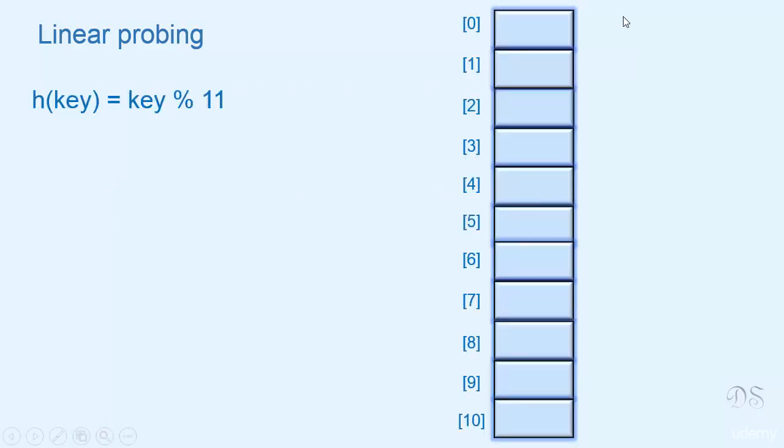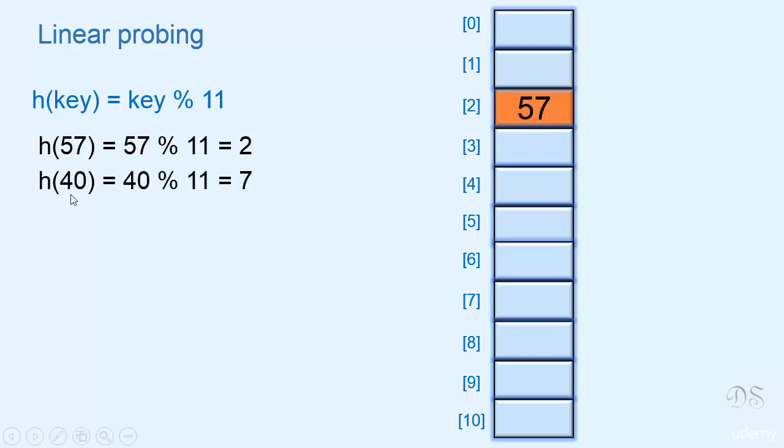Now we'll take a hash table of size 11 and we'll insert some keys in it. We'll use this simple hash function, and whenever there is a collision, we'll use linear probing to resolve it. Now first we have to insert key 57. It is mapped to location 2 by the hash function. This location 2 is empty, so this key is inserted here. Next, we have to insert this key 40. It is mapped to location 7. Location 7 is empty, so we insert it here.